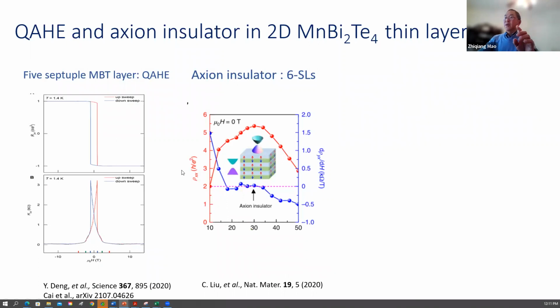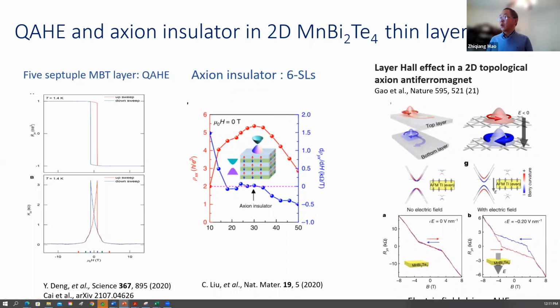Okay, now it's working. So this prediction has already been demonstrated in experiments, and both the quantum anomalous Hall state and the axion insulator state have been observed. This work is done by Yuanbo Zhang at Fudan University. The quantization at zero field is observed. And the axion insulator work is reported in this work.